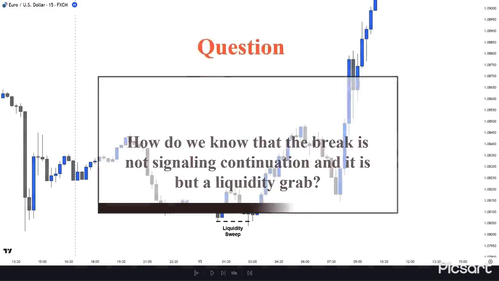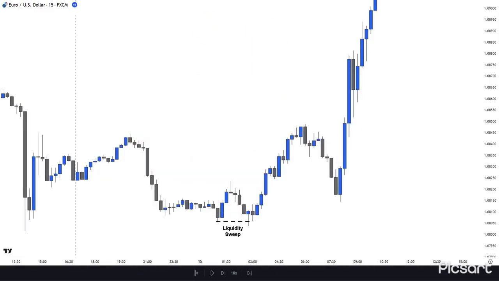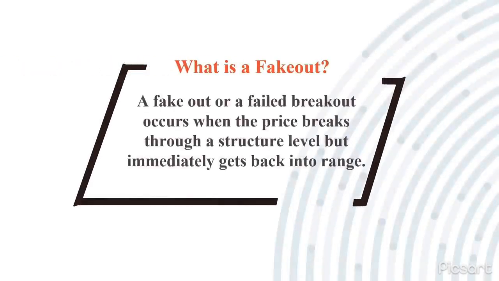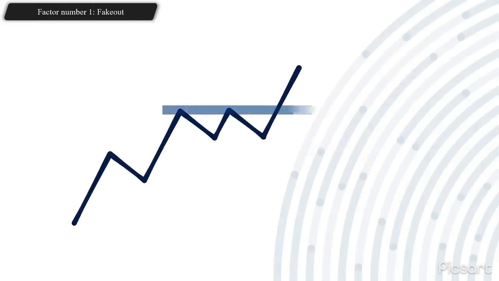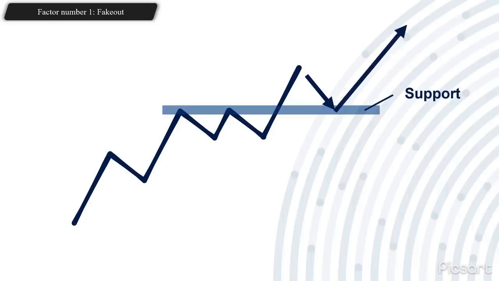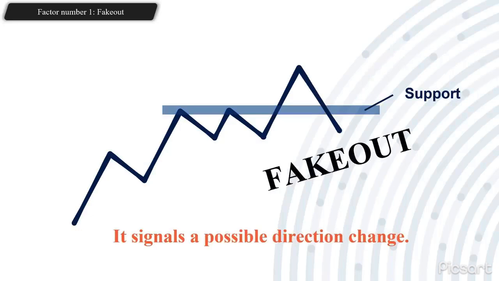Here are two key indicators. Number 1, the fakeouts. A fakeout or a failed breakout occurs when the price breaks through a structure level, but immediately gets back into range. Imagine we are in an uptrend, and the market breaks through a resistance level. So if the market returns to this area, resistance becomes support, and we expect rejection. But if the market breaks right through, we call this a fakeout, and it indicates a significant momentum on the opposite side of the direction and signals a possible direction change. So, the fakeout is an early signal that this movement is nothing but a liquidity grab, which is later confirmed with a change of character.